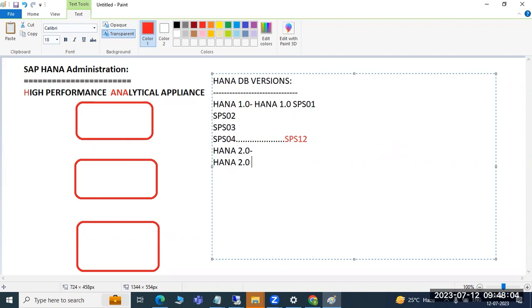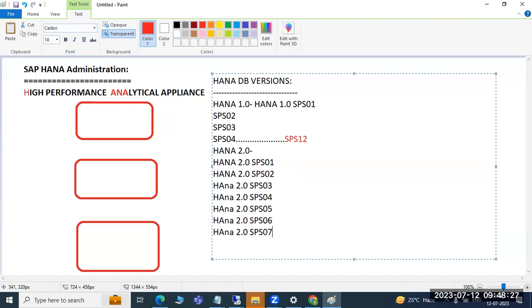So HANA 2.0 SPS 01 we have, SPS 02, SPS 03, then 04, 05, 06, 07 we have; 08 we don't have. Only the latest is SPS 07, which was released a month or two back, in the month of April 2023. Now the latest version is SPS 07.